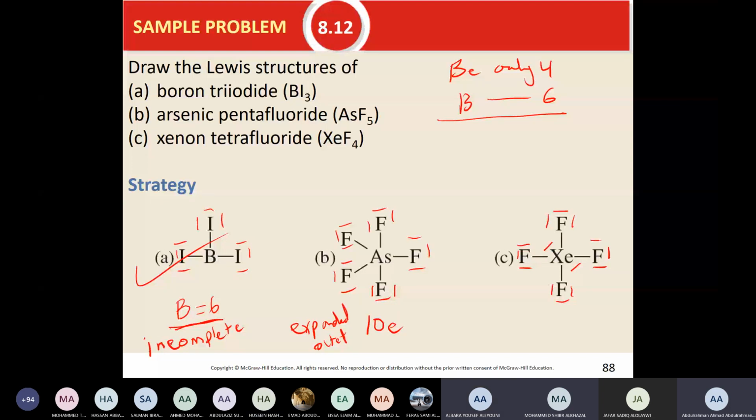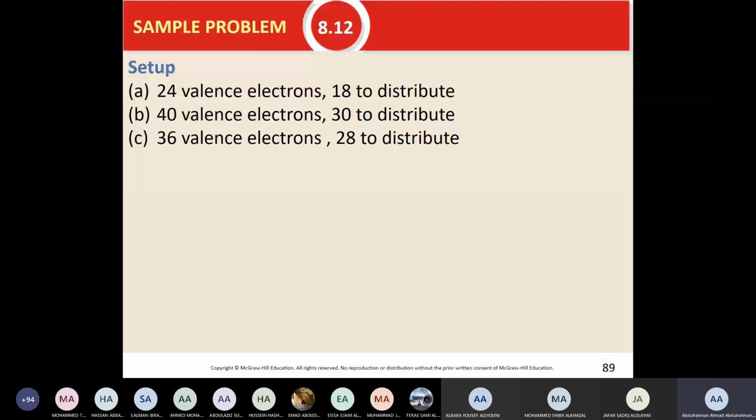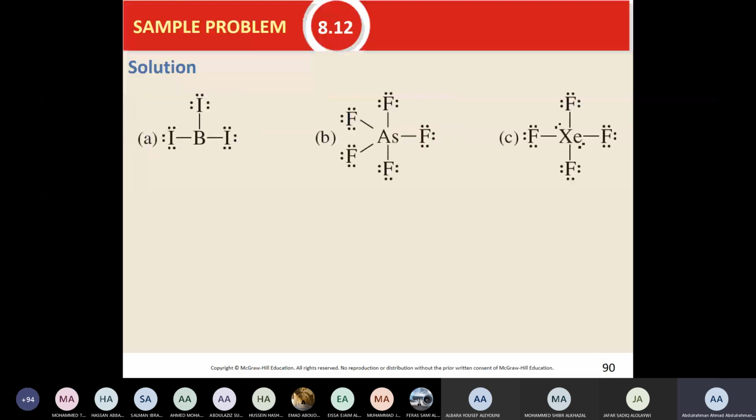12. Why? 12 electrons. Look, 4 bonds. This means 8, and then I draw 4 here. 14. 12 electrons. What do we call this? Expanded octet. I hope this is also clear. Good. That's the structures.